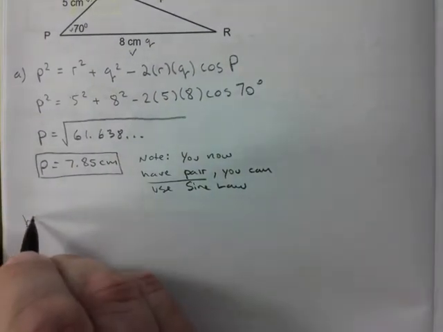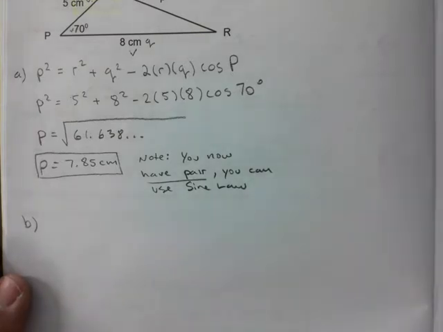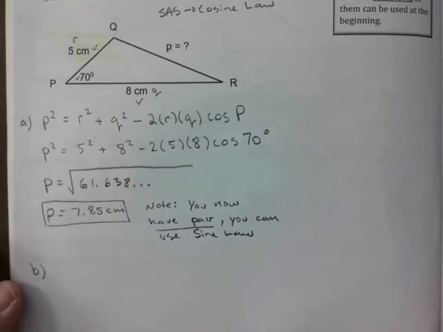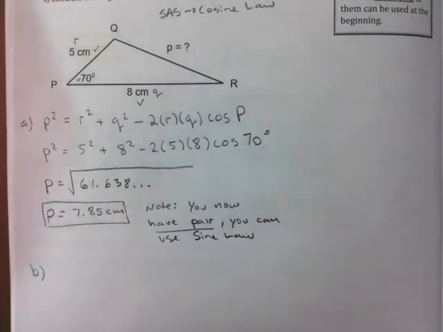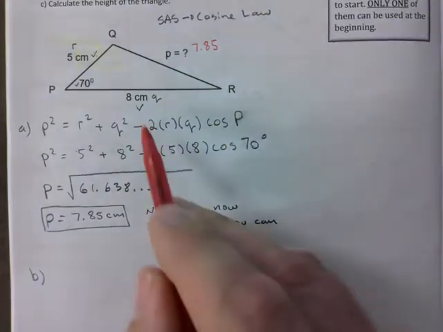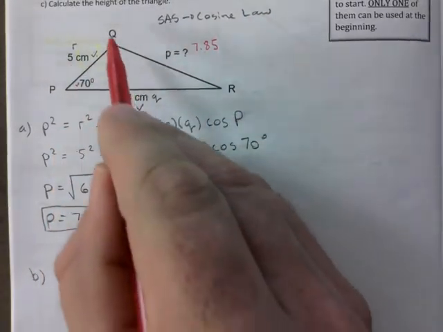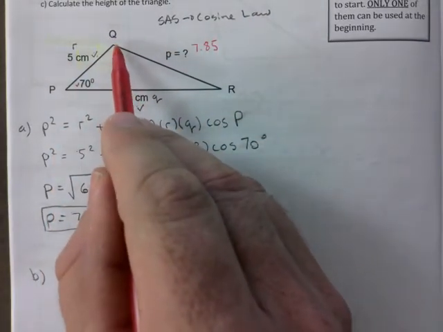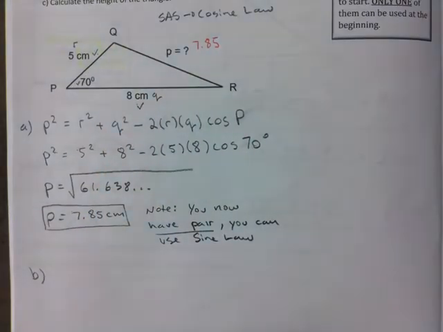If I go for B, I'm going to solve for angle. Which one is the largest angle here according to our triangle? We just figured out that this is 7.85. So it stands to reason that Q is going to be the largest. I'm going to just go for that one.